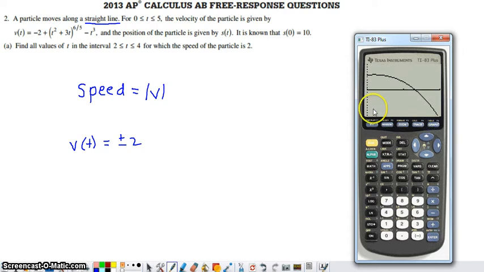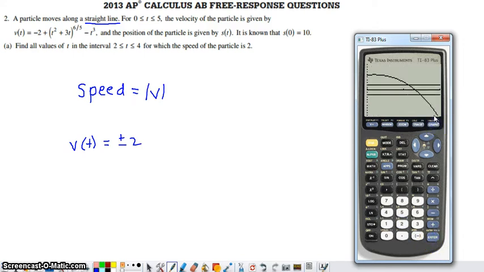And if we look at this graph, we would want to know where on this graph the velocity value is 2 and where on this graph the velocity value is negative 2, because those are the places where our speed is going to be 2. So what I'm actually going to do is graph two more things. I'm going to graph y equals 2. I'm going to graph y equals negative 2.